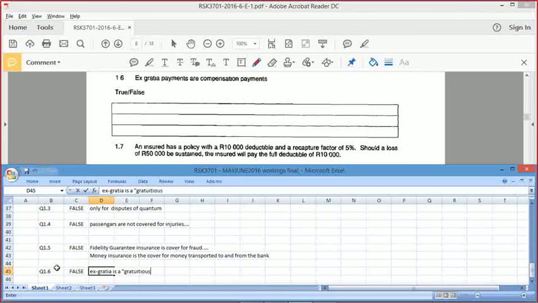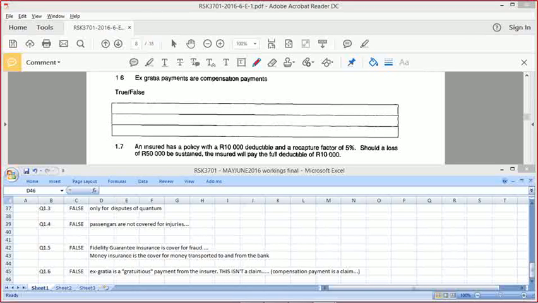I hope I spelled that right. Gratuitous. Yes, it looks right. A gratuitous payment from the insurer. This isn't a claim. I think they're referring to a compensation payment as being a claim. If we assume that, then it would be false. Remember, if it's ex gratia, they're compensating you for something that has occurred, or paying for the loss. They're indemnifying you. So if your assets were stolen and it wasn't covered on the policy, they might pay ex gratia to compensate you for your loss. Ex gratia doesn't affect your claims history.